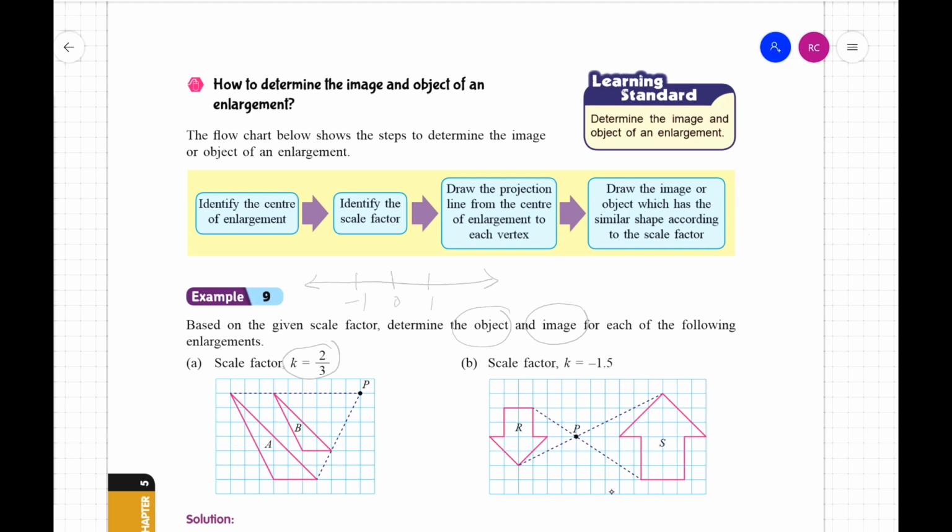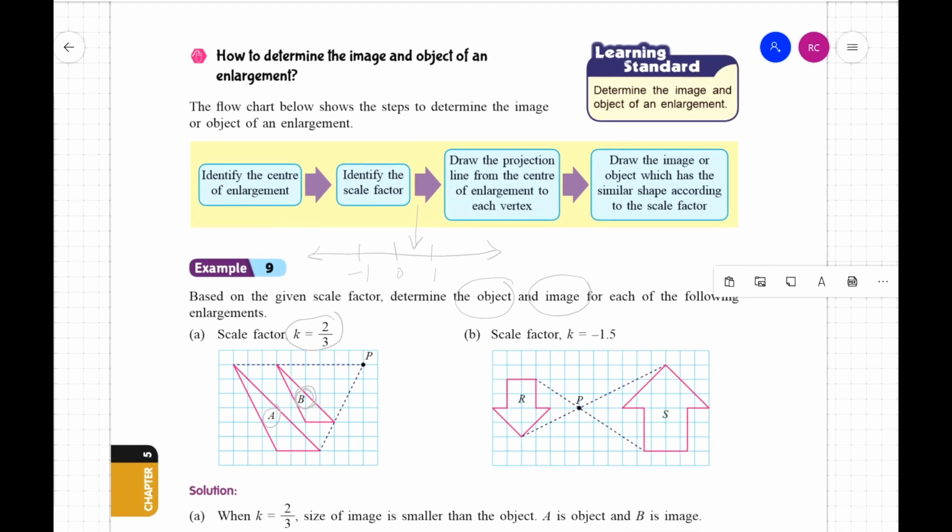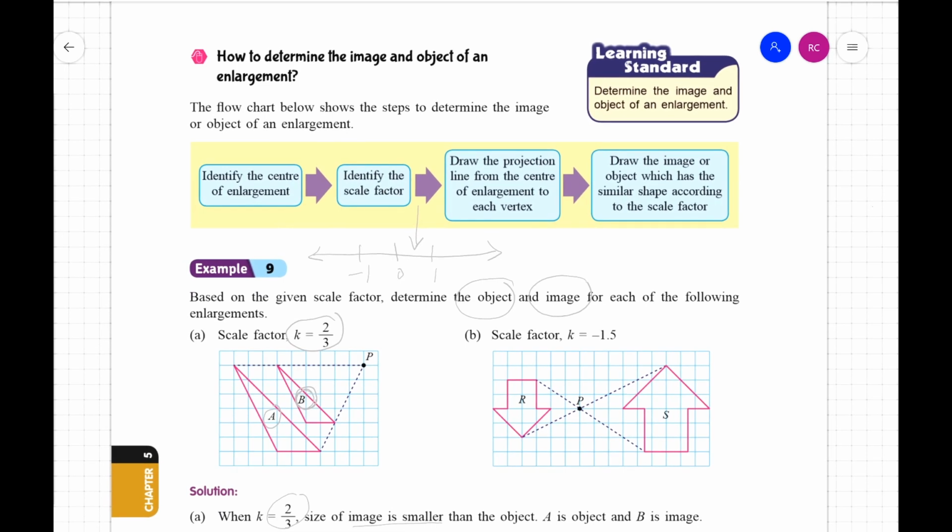So k is equal to 2/3, it falls on this part, which means the image is smaller than the object, right? So for the first question, to find the image that is smaller, B is smaller, therefore B is the image, and A is the object. You can look at the solution given down here. When k equals 2/3, the size of the image is smaller than the object. So A is the object and B is the image.